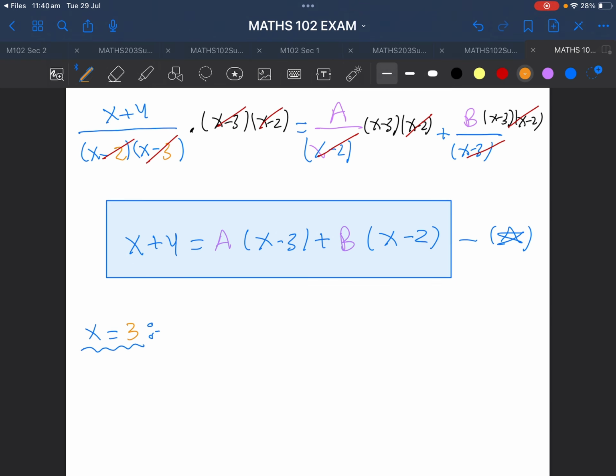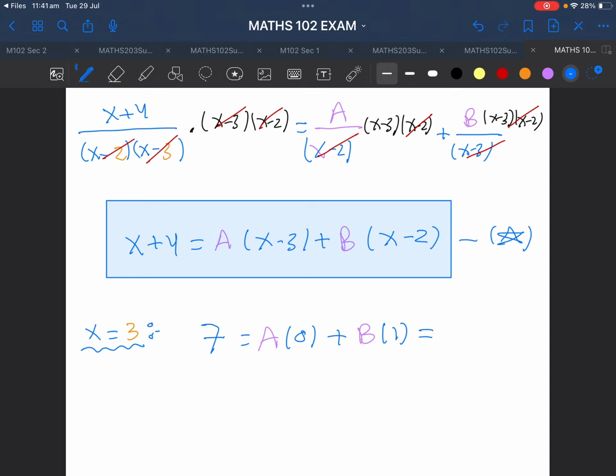Now, if you plug in 3, the left side will be just 7. The right side will be a times 0. I don't need to write it actually, but I just want to show you. Plus b. Now, if you plug in a 3, this is just 1.